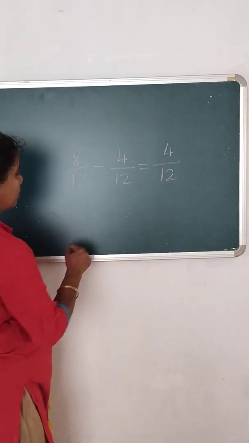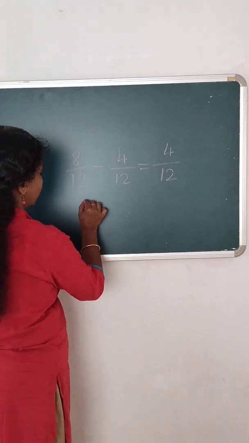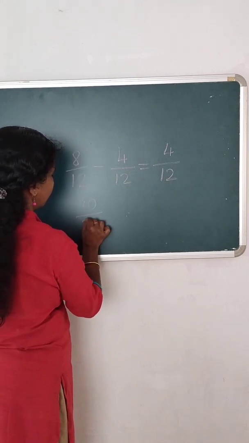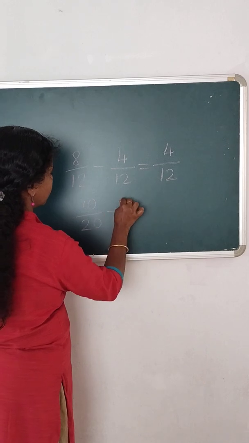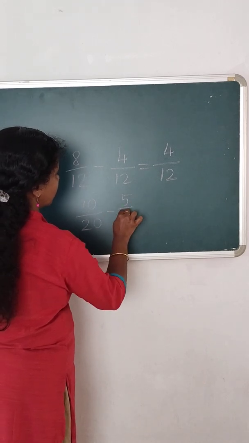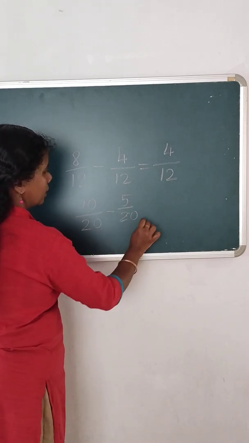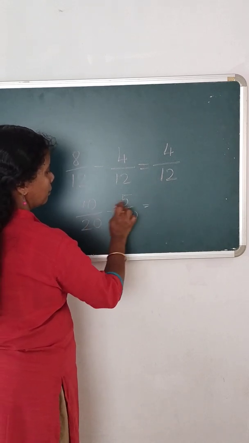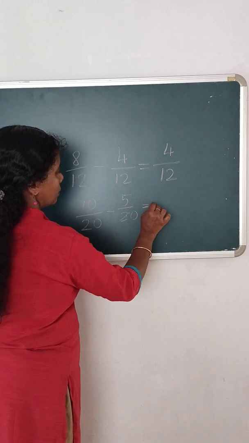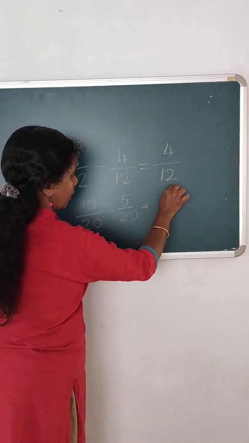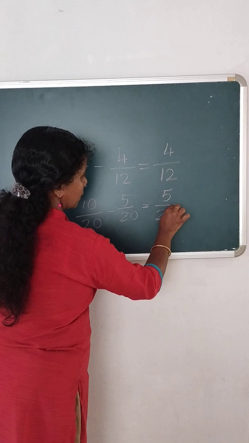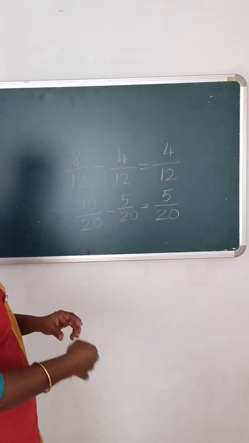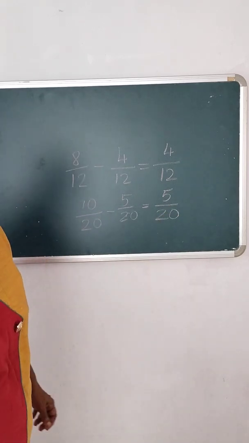Now the next example. 10 by 20 minus 5 by 20. No need to think about the denominators because like fractions are given, so the denominator will be 20 and 10 minus 5. How are we going to do it fast? 10 minus 5, 5 by 20. Okay, this is how we have to do the subtraction of like fractions.